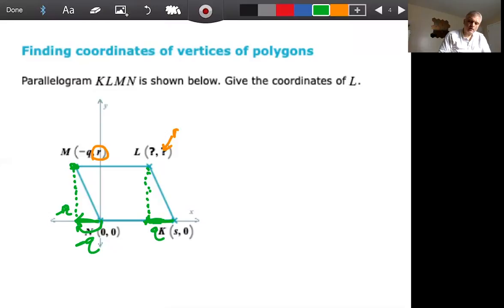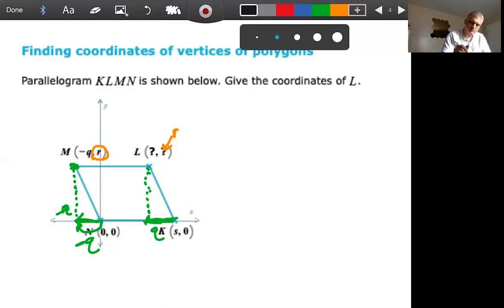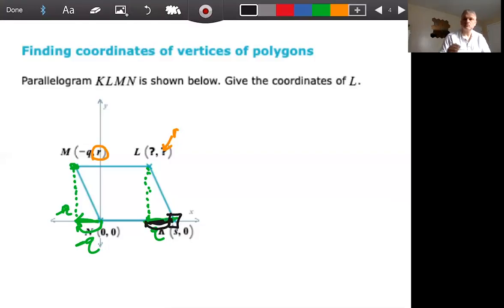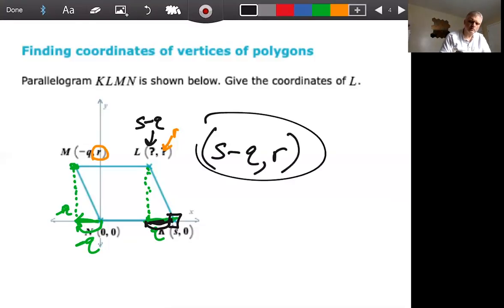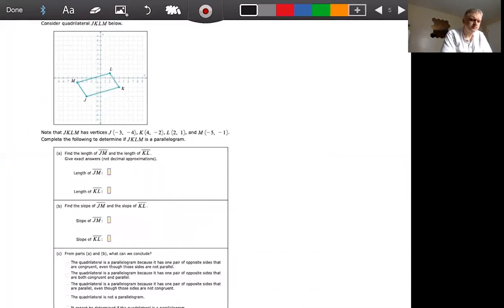So how do we go from this point with the x coordinate back to this point with the x coordinate? Well, this is S, and we got to go left q units. So simply, it's S take away q. So the answer for this question is you take s minus q for your x coordinate and r for your y coordinate. Should do it. Okay. Let's continue.